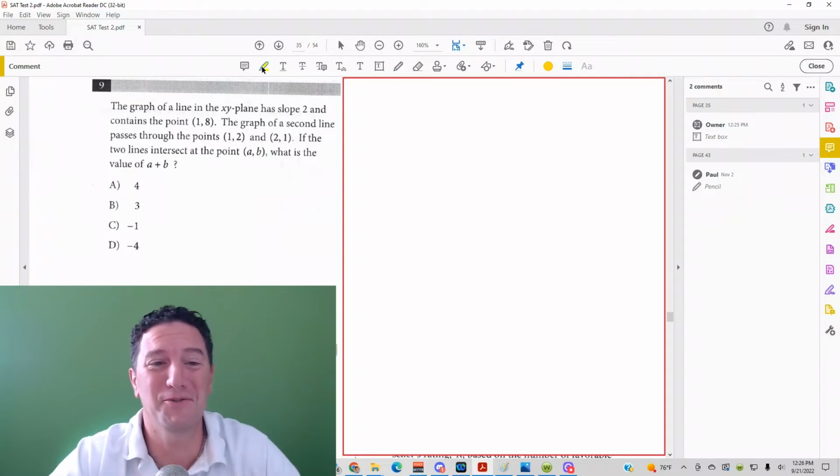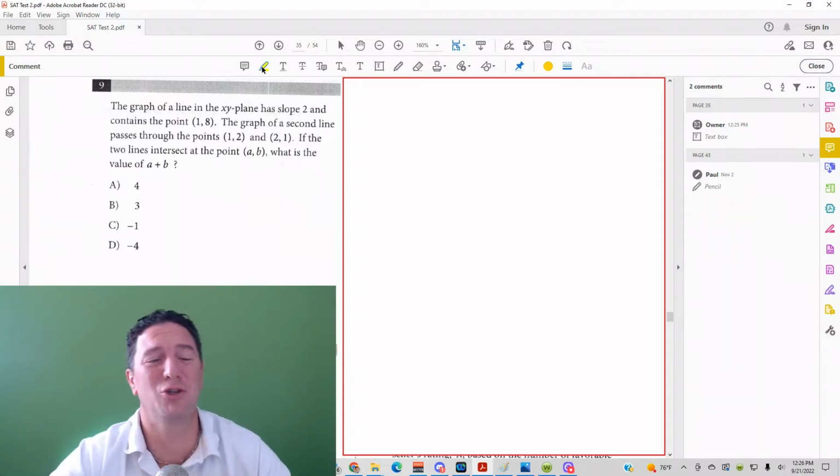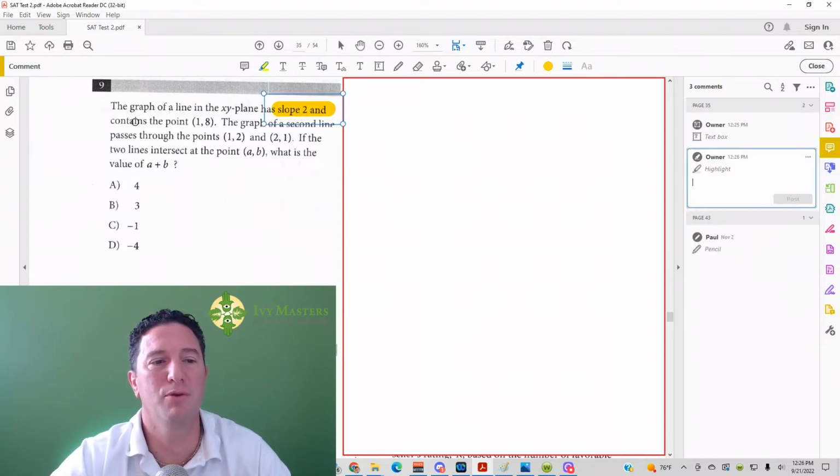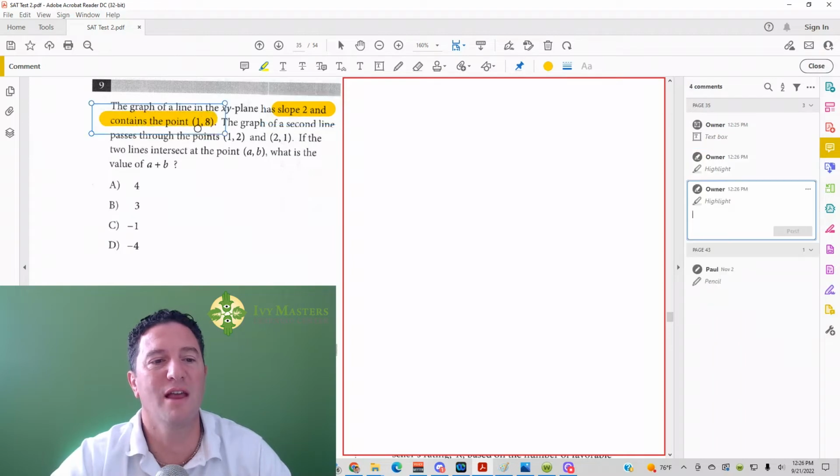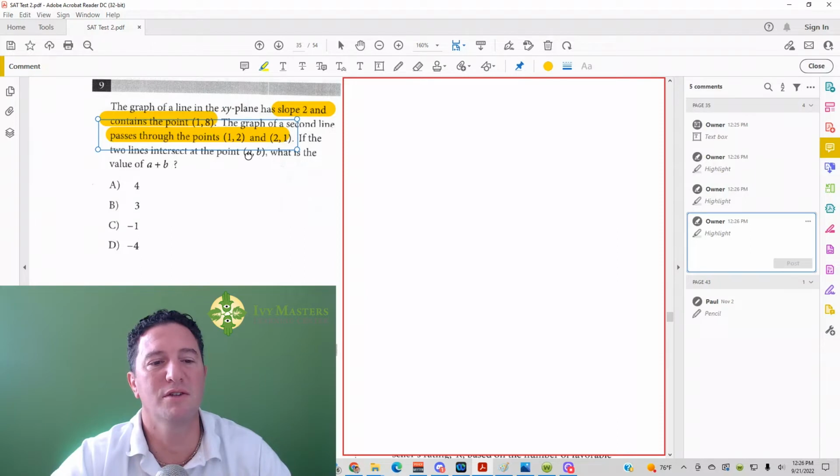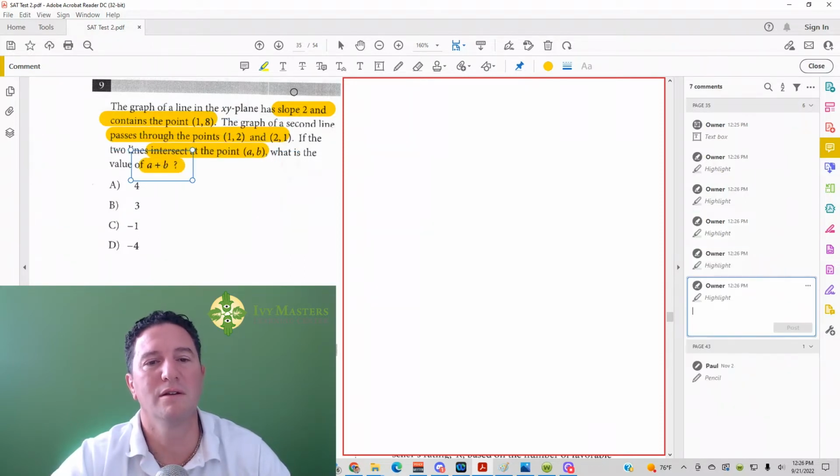Learning Center at IVMasters.com, and today we're going to look at Test 2, Section 3, Number 9, which reads: the graph of a line in the xy-plane has slope 2 and contains the point (1, 8). The graph of the second line passes through the points (1, 2) and (2, 1). If the two lines intersect at the point (a, b), what is the value of a plus b?